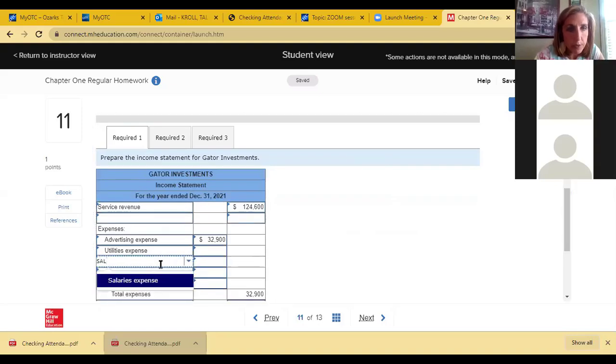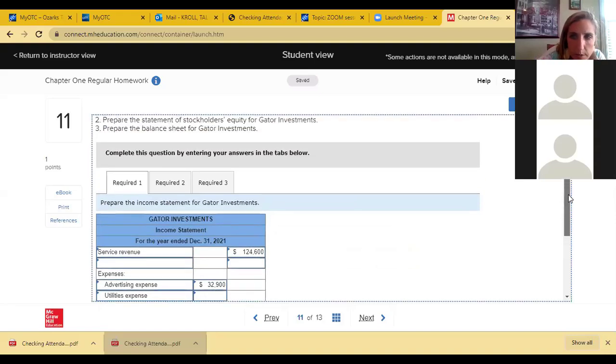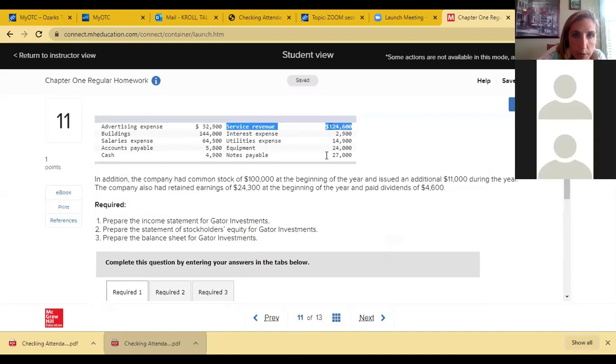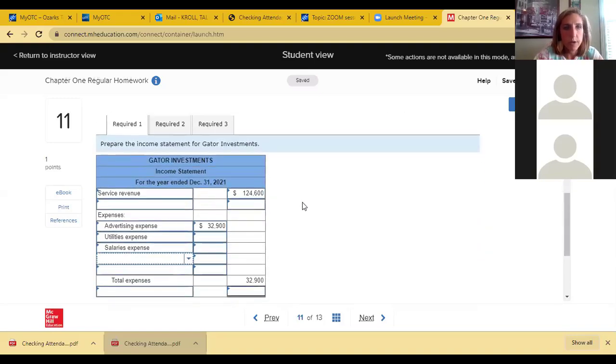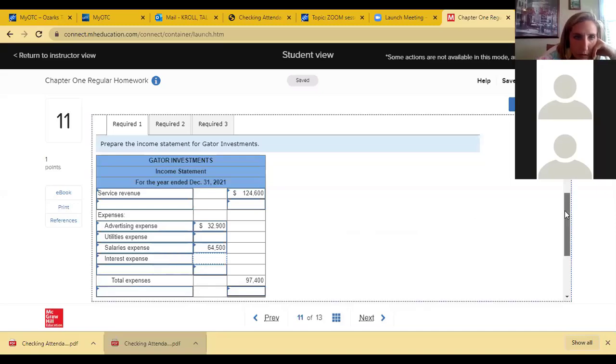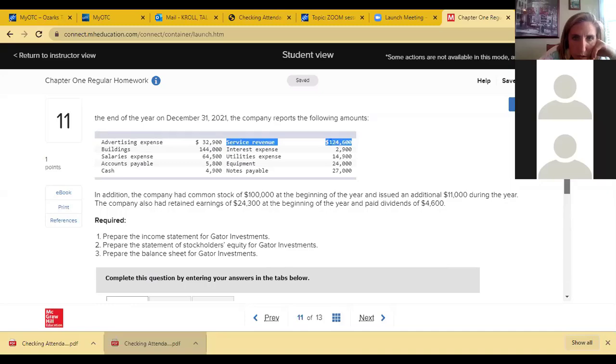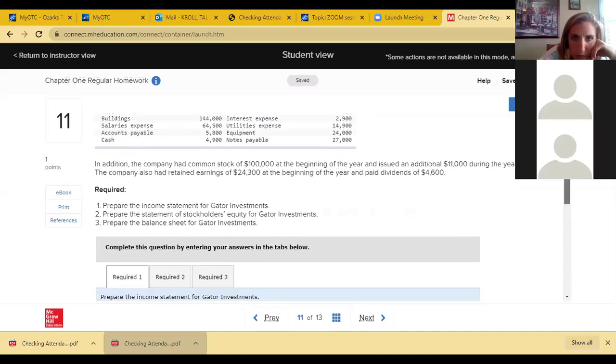Salaries expense and salaries payable are not the same thing. A salaries payable says you still owe somebody for the work they've done. The salary expense just says they've done the work. I know that can get tricky, but 64.5 is my salary expense. Find those two numbers. Utilities was 14,900 and 2,900.